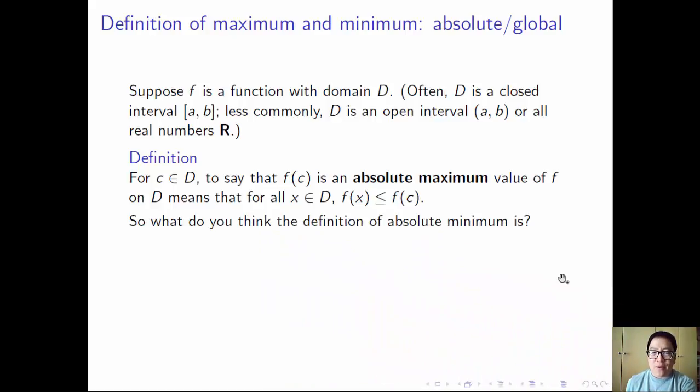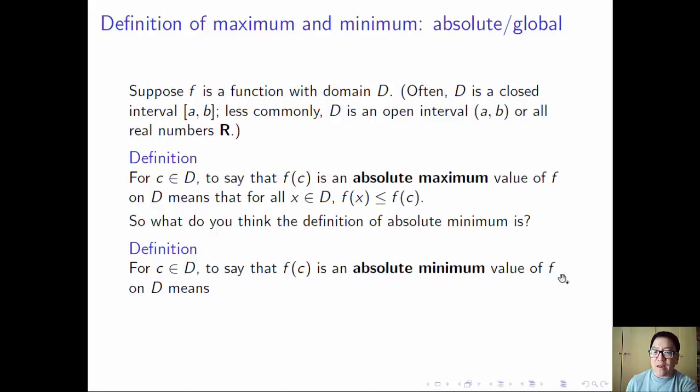So now here's a puzzle, an exercise for thought. What do you think the definition of absolute minimum is? All right, hopefully you paused the video and thought about it for a minute and figured out the definition of absolute minimum, which is that for c in D, to say that f(c) is an absolute minimum value of f on D means that for all x in the domain D, f(c) is less than or equal to f(x). So it's exactly the same thing, except switching f(c) being bigger than every other value to f(c) being smaller than every other value.